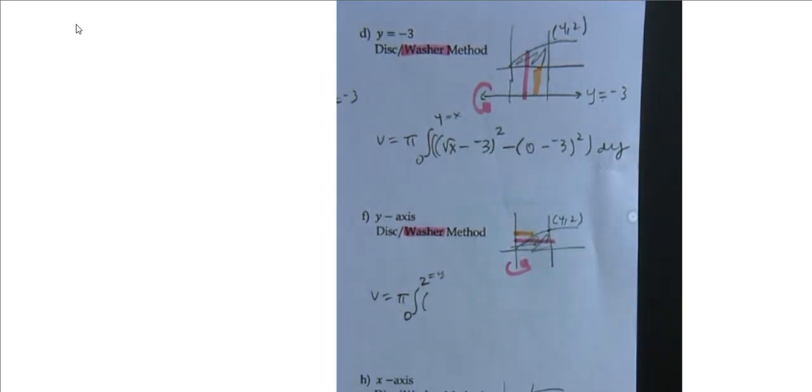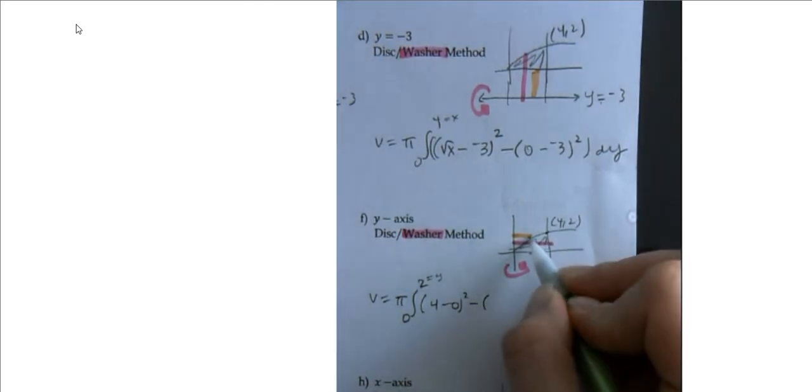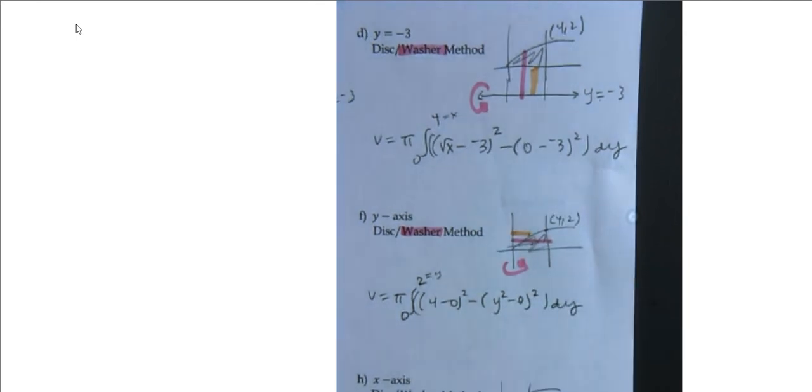If these are y's, I want x equals. So I want x equals 4 minus x equals 0. The orange, I need y's in here. Remember, x is y squared. So it's y squared minus 0 squared, all dy. Okay, very, very last one.